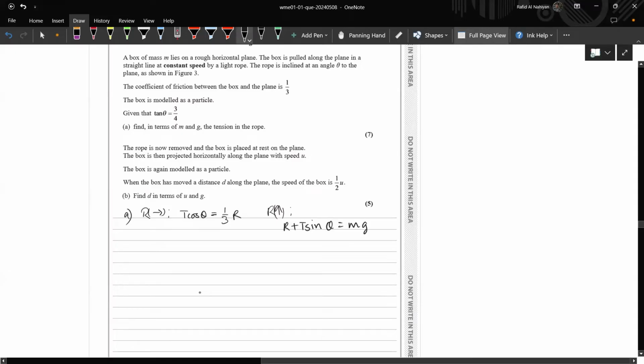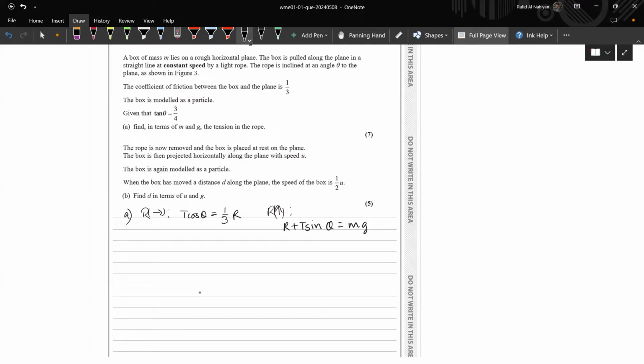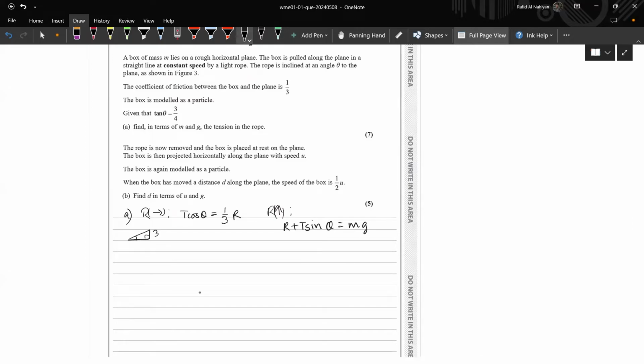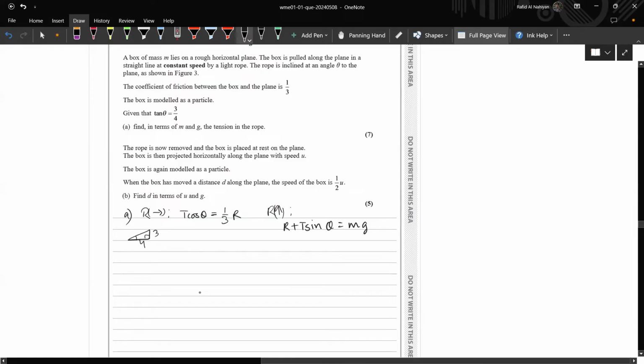What I can do is, I've been given the value of tan theta. So with that, I can construct a right angle triangle. I know that this is opposite divided by adjacent. So this must be 3 and this must be 4. And we know in a 3-4 triangle, the hypotenuse is 5. This is a classic 3-4-5 triangle. So from this, I can find out sine theta and cos theta.